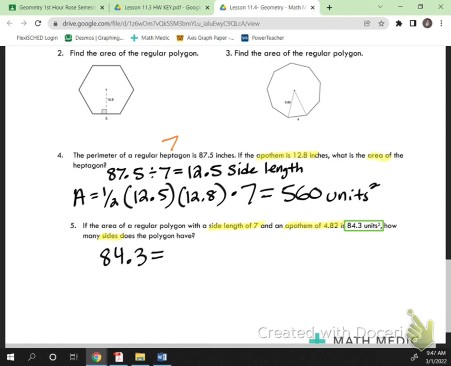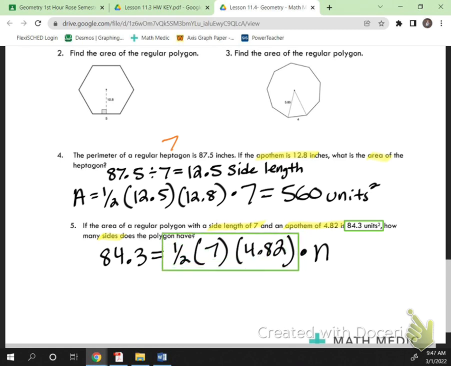So I've got area equals 1/2 times the side length. What's the side length here? 7 times my apothem. What's that? Great, times n number of sides, which is what we're trying to solve for. So this time I'm solving for n. I'm going to start by multiplying all these things together. First, do that in your calculator, please. 16.87. So now I have 84.3 equals 16.87 times n.